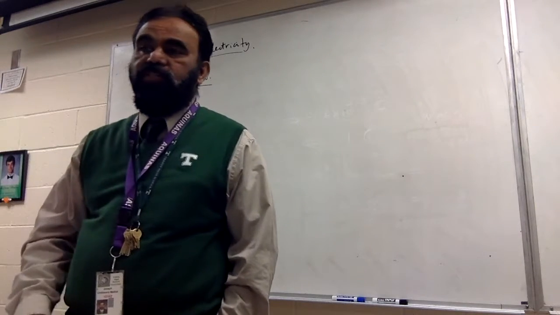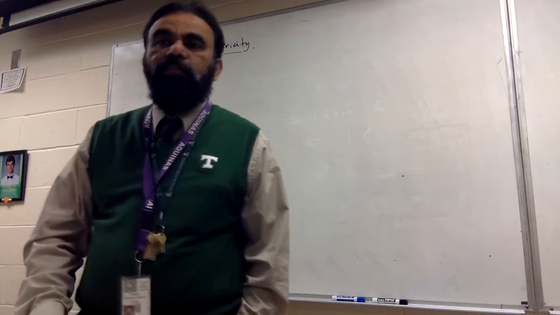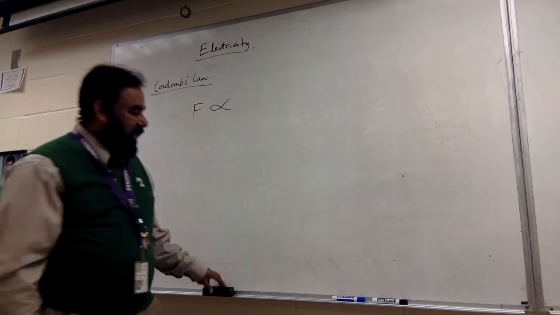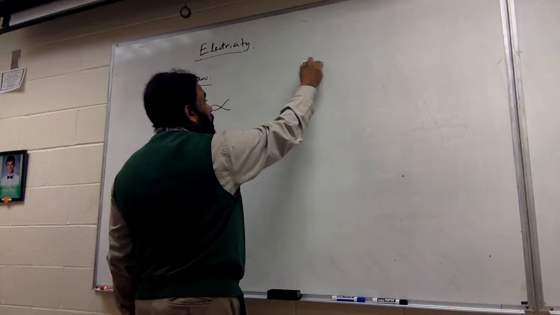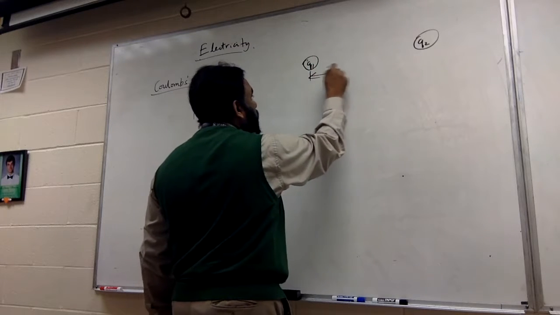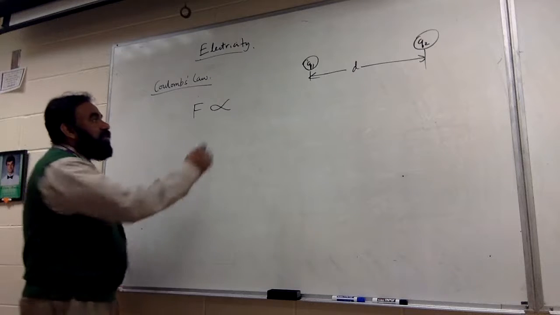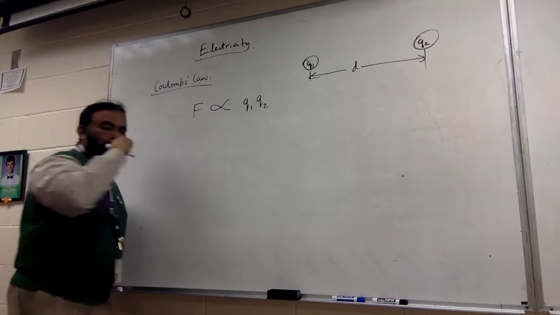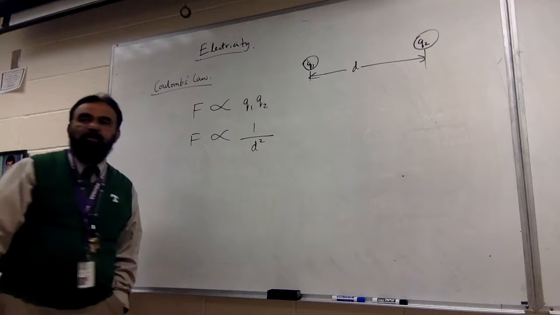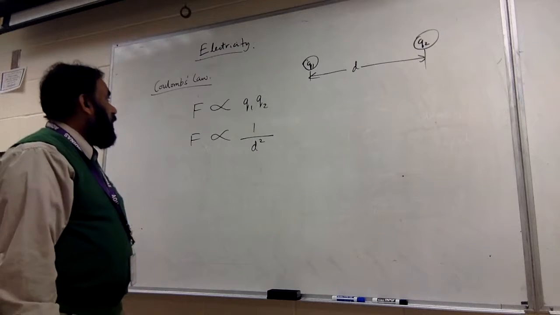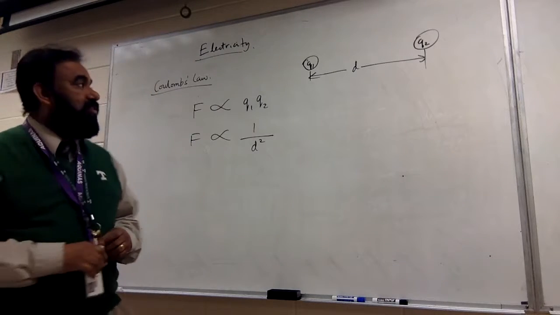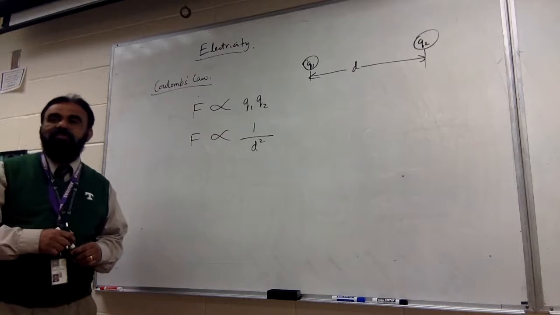Coulomb's law states that the force of attraction or repulsion between two charges is directly proportional to the product of the charges and inversely proportional to the square of the distance between them.